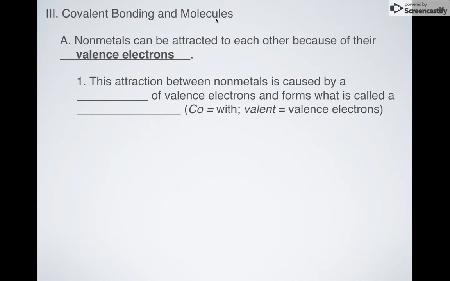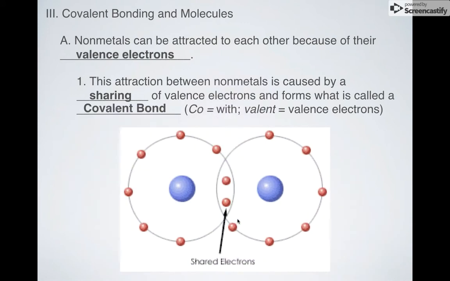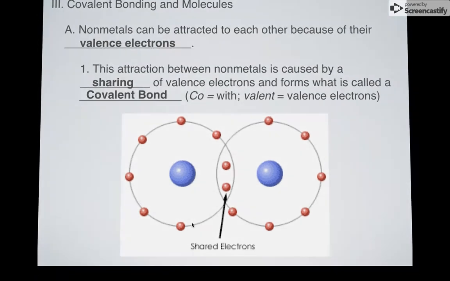The reason why has to do with electronegativity and a bunch of other random trends that we already talked about. But the idea is that the attraction between nonmetals is caused by a sharing of electrons, and it forms a covalent bond. Co meaning with, and valent meaning valence electrons. So it's a sharing of valence electrons. A lot of times you'll see something like this, where these electrons are being shared between both of the nuclei. And that's just what makes covalent bonds work.